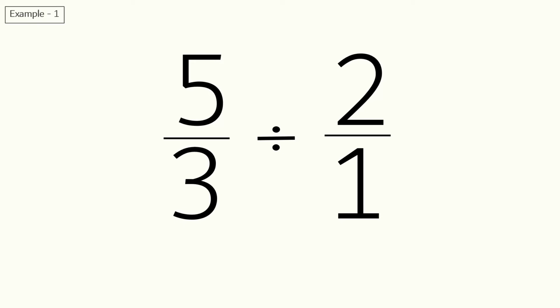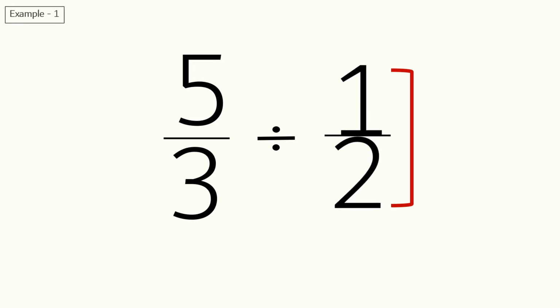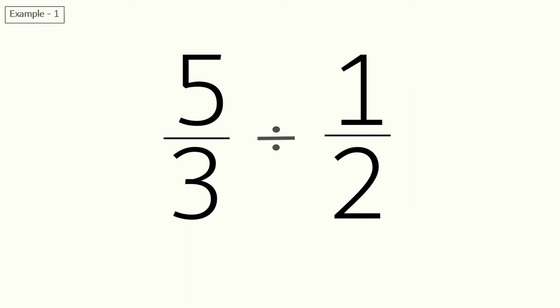Here we have to find the answer for 5/3 divided by 2/1. First step is to flip the second fraction, which will result in 2 changes. One is that 2/1 now becomes 1/2. And secondly, the division changes to multiplication. So the new equation is 5/3 multiplied by 1/2.